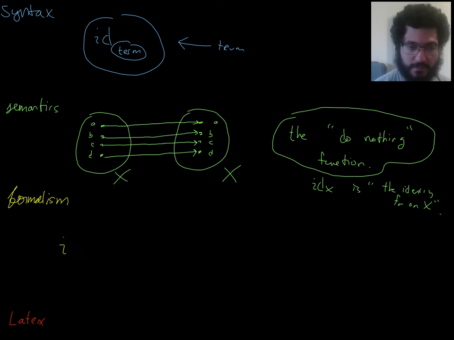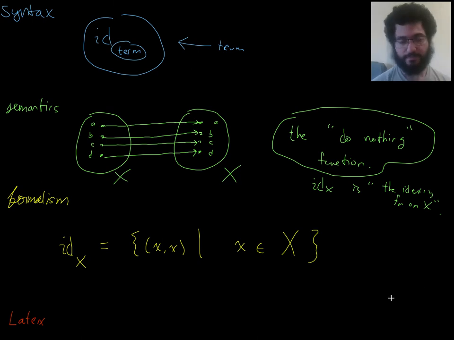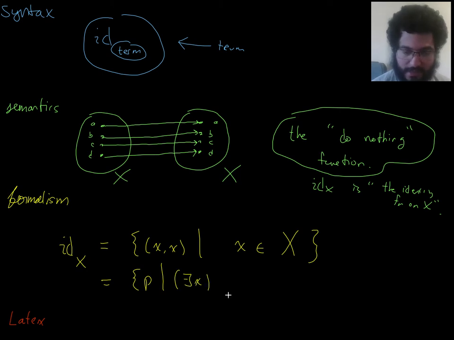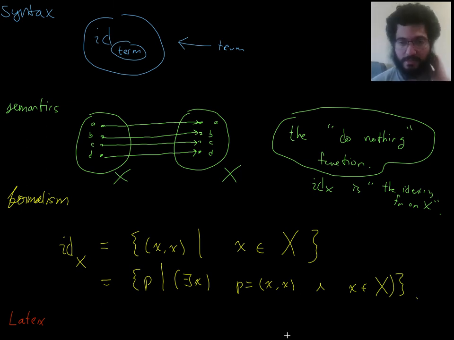So formally, when I say id subscript x, that's the set of (x, x) such that little x is an element of big X. That's the definition. And really this is a shorthand, because I'm not putting a variable here, I'm putting a complicated term. So actually what I'm defining is the set of, let's call them p's, I like to use p for pair, such that there exists some x such that p is this and x is in big X. So this is it, fully expanded out.